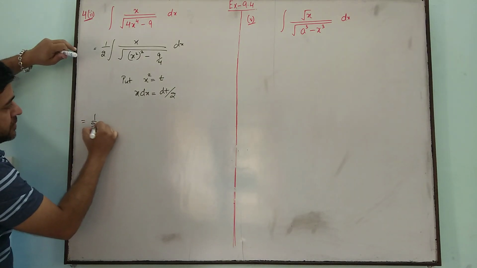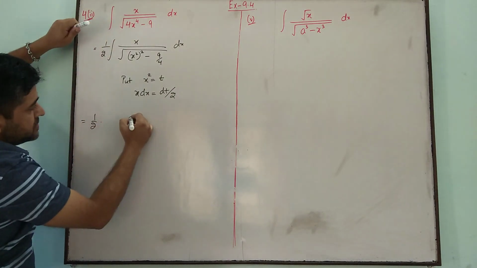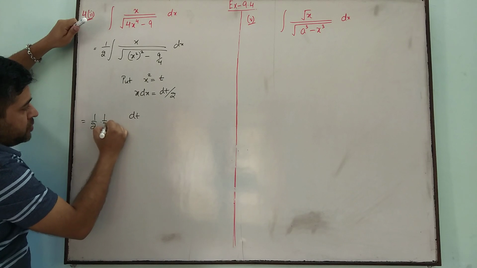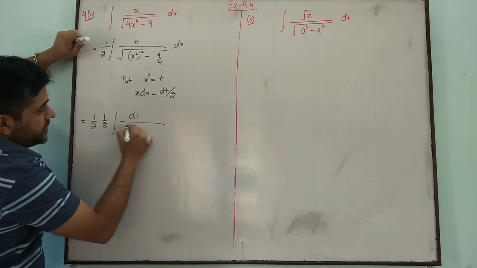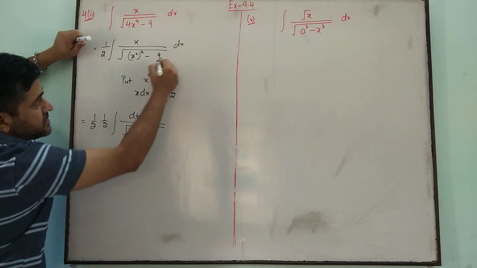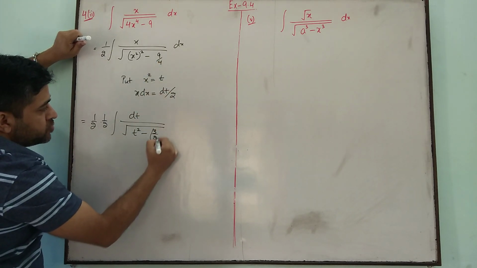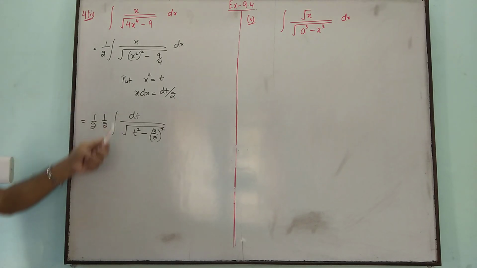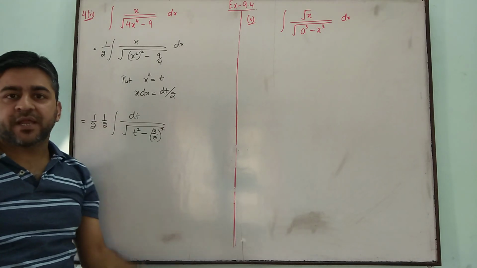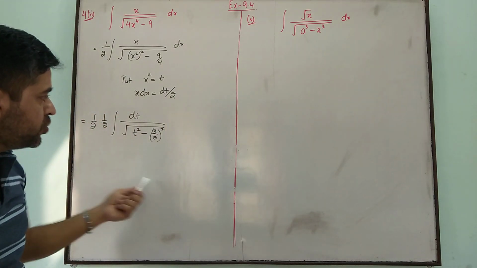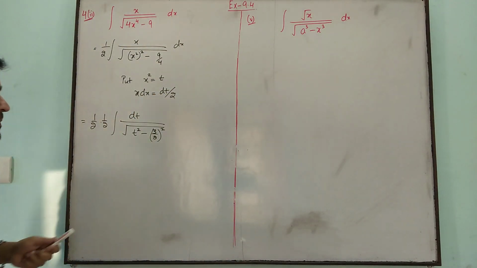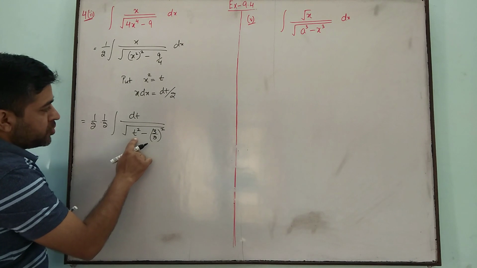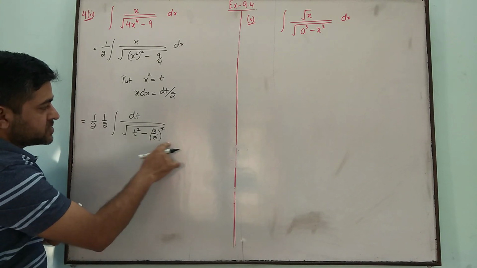x dx will be dt upon 2. So we got here x dx is dt upon 2, and this is now t square minus 3 upon 2 whole square. Now 1 upon the square root of x square minus a square. So this is the new concept, and this is your substitution method of the second exercise.